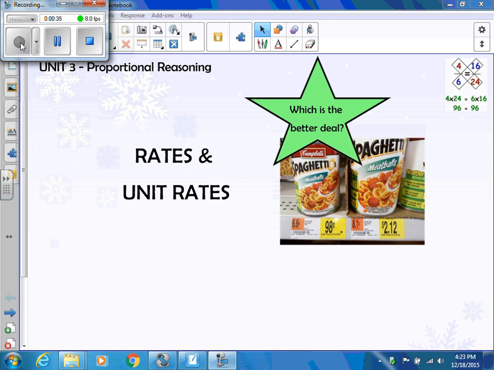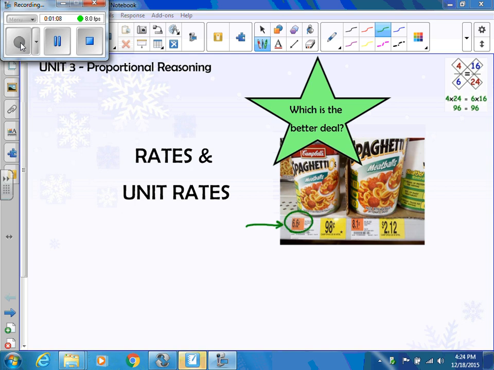So if you look at the picture that I've put here, this is SpaghettiOs, which I know you guys all ate when you were younger. So we've got two different sized cans. We got a smaller can for 98 cents, and we've got a large can, a family size can, for $2.12. So part of what we're looking at today is being able to look at this and say, well, which one's the better deal? Well, you assume that this bigger can is a better deal, but there's something called a unit rate, which simplifies our math.